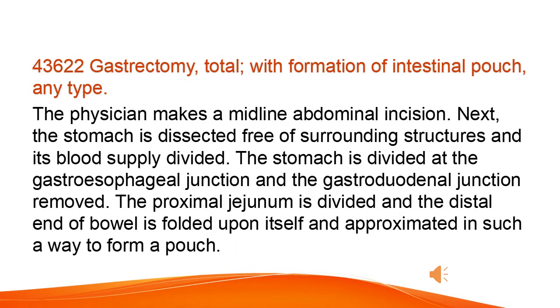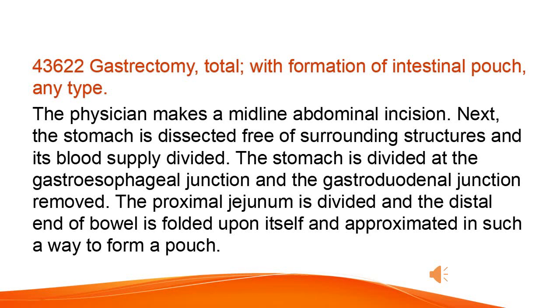Gastrectomy, total, with formation of intestinal pouch, any type. The physician makes a midline abdominal incision. Next, the stomach is dissected free of surrounding structures and its blood supply divided. The stomach is divided at the gastroesophageal junction and the gastroduodenal junction and removed.